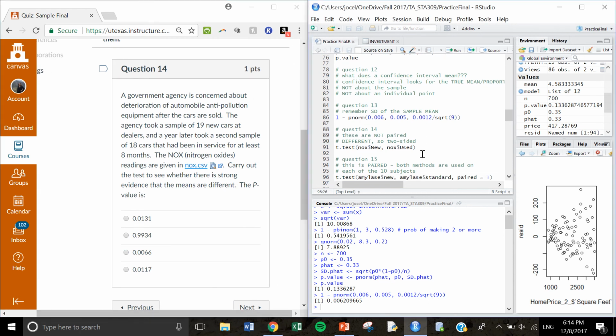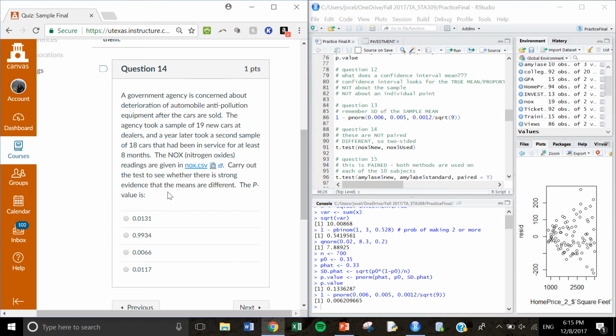A government agency is concerned about deterioration of automobile anti-pollution equipment after cars are sold. The agency took a sample of 19 cars at dealers and a year later took a second sample of 18 cars that had been in service for at least 8 months. The nitrogen oxide readings are given in this file. Carry out the test to see if there is strong evidence that the means are different. So we know we're doing a two-sample t-test because we're trying to see whether the means are different. And it's going to be two-sided because we're not asking if one is greater than the other, or if one is less than the other. We're just seeing if they're different.